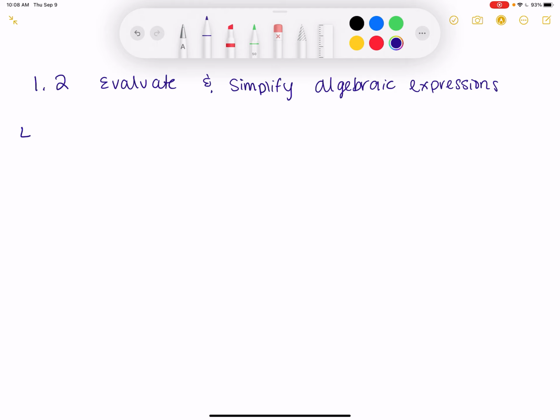So let's start with number 4. These are just saying to evaluate the power. So 2 cubed is equal to what? 8. So 2 times 2 times 2.